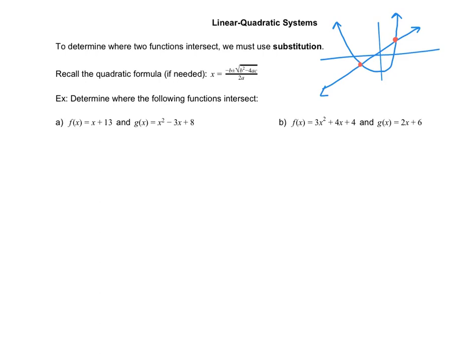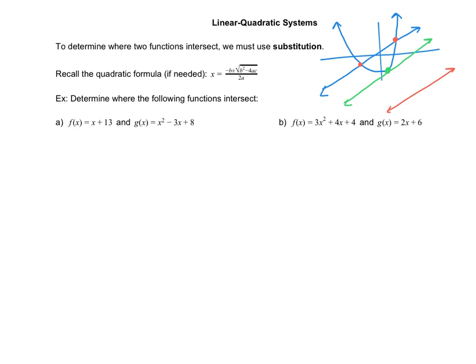So we can actually have 2 points of intersection. We could have 1 point of intersection, and that would be if our line just touched 1 point, or we can have 0 points of intersection, and that would be if, let's say, our parabola is opening up like in this case, and our line is way below so that they don't actually meet.